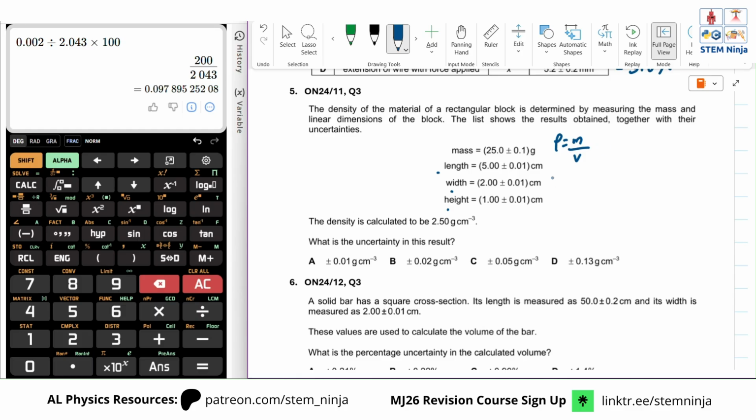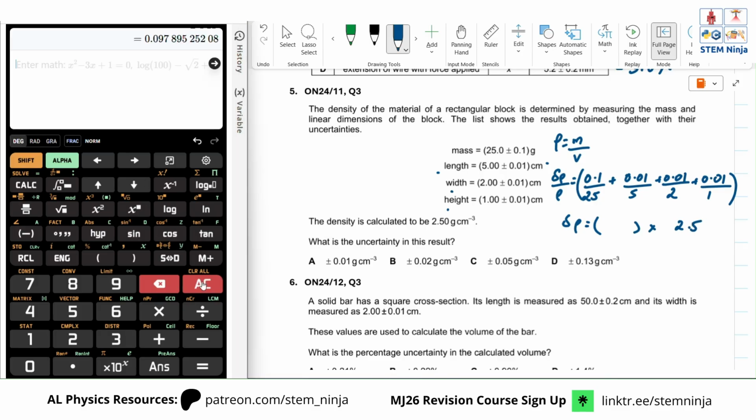So the uncertainty in the density we need to find out first. 0.1 over 25 plus, because volume has length, width, and height included, so 0.01 over 5 plus 0.01 divided by 2 plus 0.01 over 1. And then for rho, whatever value we have calculated over here, we'll multiply this with rho, which is 2.5. So first, let's calculate this.